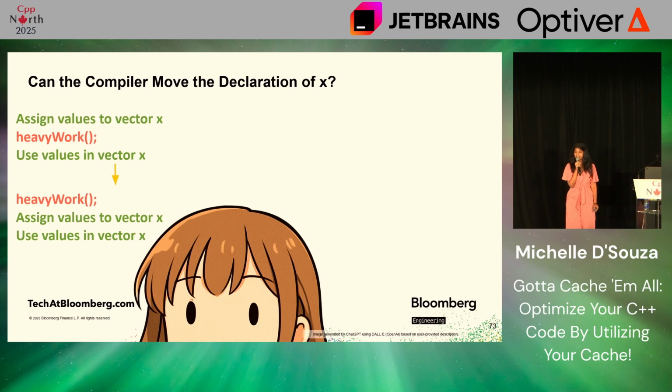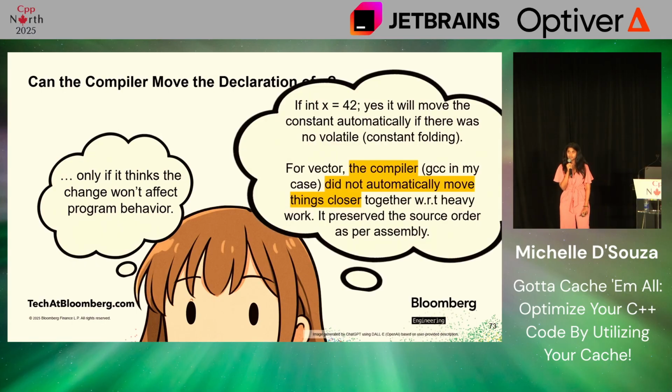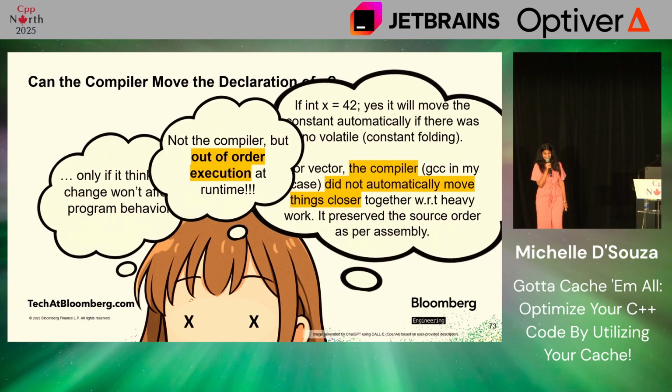Then I started thinking, can the compiler itself move the declaration of X? Can it change what's above that yellow arrow to what's below it? And it would do this only if it doesn't change the program's behavior. So it would do it for things like constant folding, but it didn't really do this for my vector. I went in and actually checked the assembly. It didn't actually move things with respect to the heavy work. And then I finally realized it's not the compiler that's the culprit.